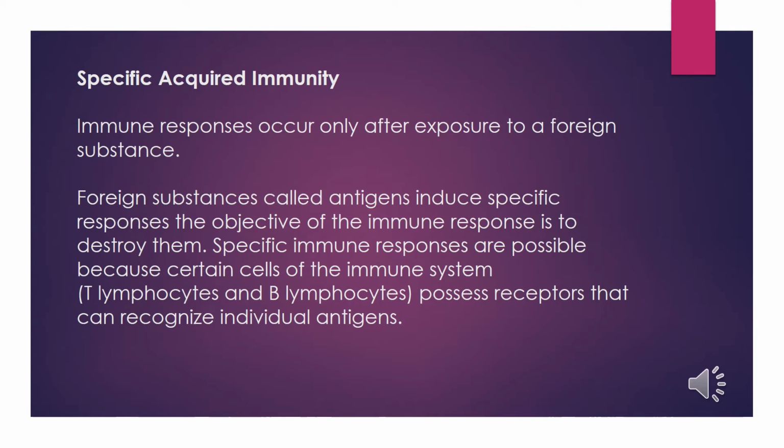Specific acquired immunity. Immune responses occur only after exposure to a foreign substance. Foreign substances, called antigens, induce specific responses. The objective of the immune response is to destroy them. Specific immune responses are possible because certain cells of the immune system possess receptors that can recognize individual antigens.